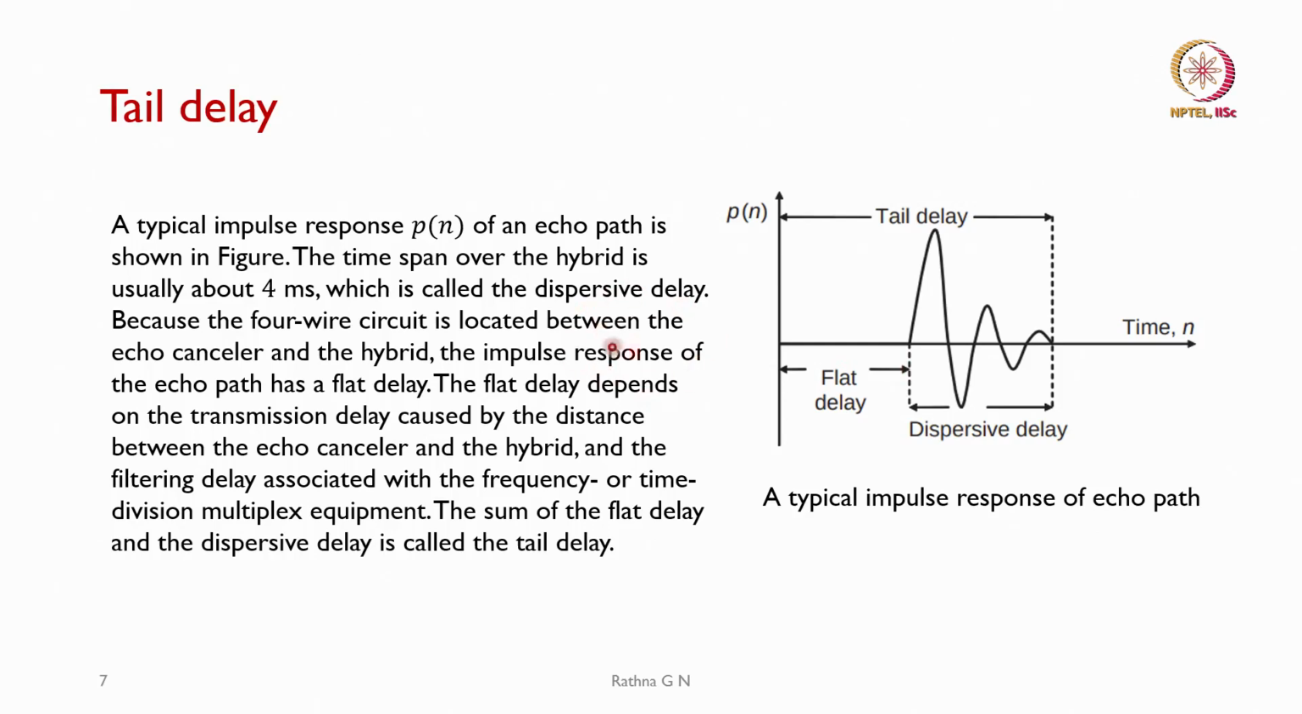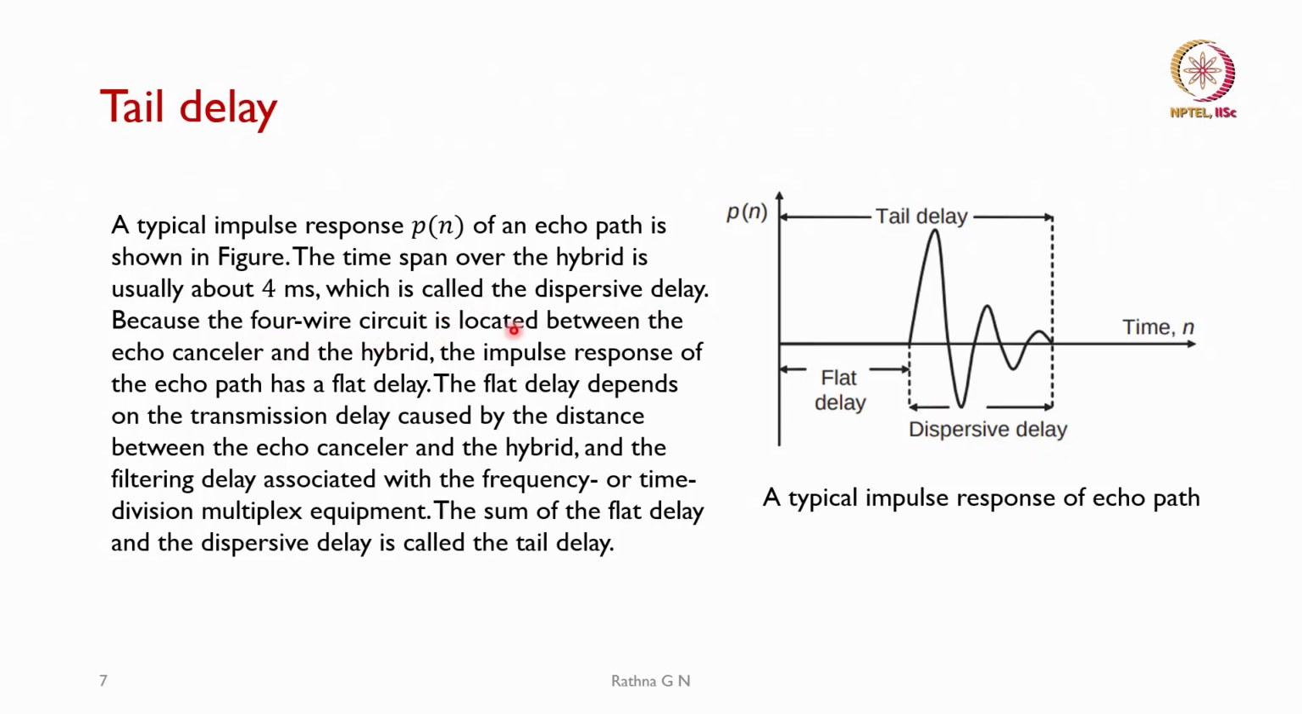So, what we call the tail delay. What is that delay? We will be seeing the impulse response of this echo path p of n, as shown here. The time span over the hybrid is usually about 4 milliseconds, which is called the dispersive delay. So, you will be seeing that this is approximately 4 milliseconds, which is the dispersive delay.